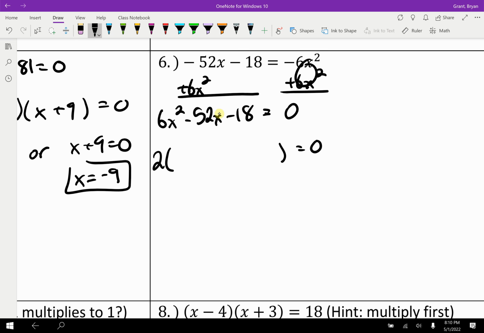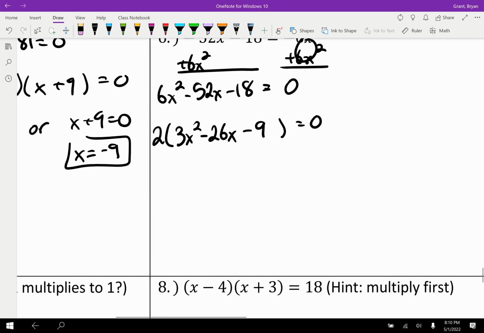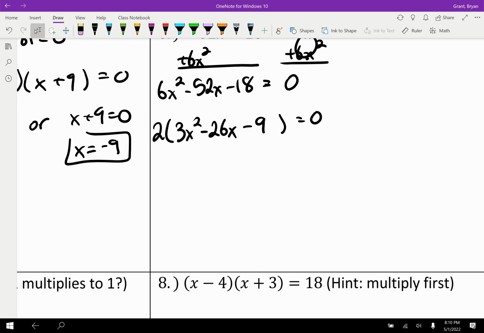If I couldn't reduce anything, I would have gone through and used the box here. Seriously. 3x squared minus, this looks like 26x minus 9 equals 0. And 26 has 13 and 2, no other factors. Okay? Well, we should probably go through and factor this. You can use the box or not. I'm going to guess and check and hope I get there.